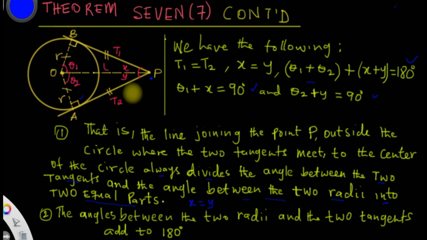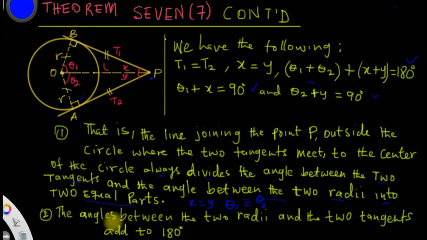So what we are saying here is that because the line is dividing the angle between the two tangents into two equal parts, s is equal to y. And since the same line is dividing the angle between the two radii into two equal parts, theta 1 and theta 2, theta 1 is equal to theta 2, as we have proved. So what we proved mathematically is what we have put in writing.